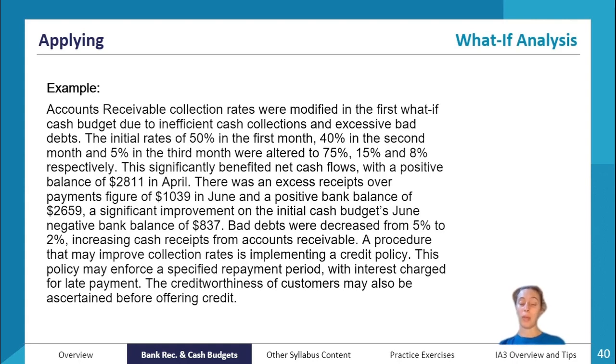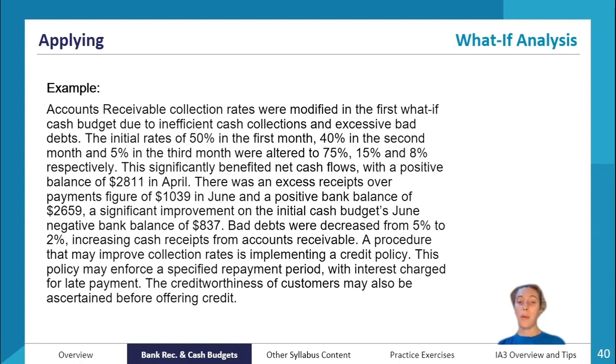So you would be able to explain: accounts receivable collection rates were modified in our first what-if cash budget because of the inefficient cash collections and the excessive bad debts. So we're clearly stating what we are doing and why. And then we're giving details of what the initial rates were, 50% in the first month, 40% in the second month, and 5% in the third month. And then what we are changing those figures to. In this case, it's 75%, 15%, and 8%.